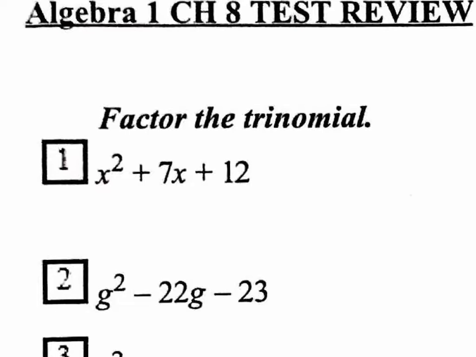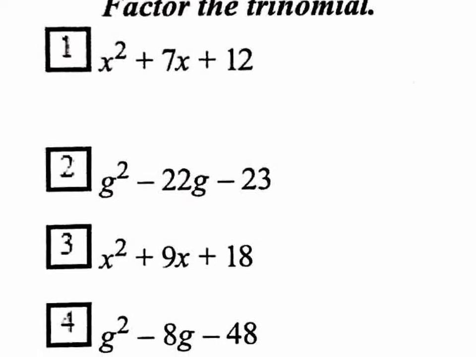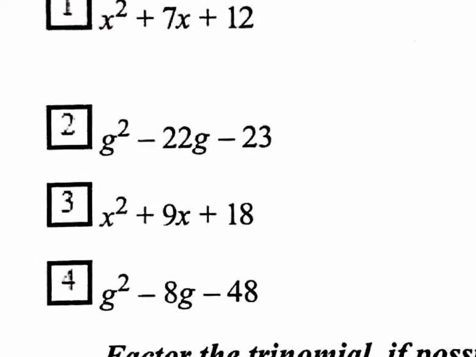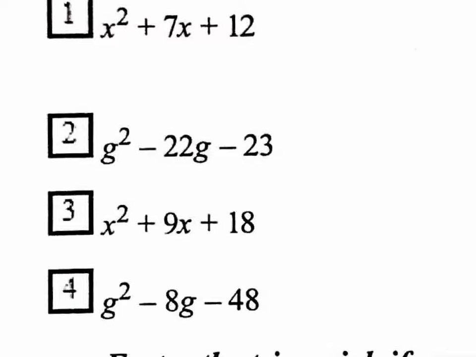So the first part of this Chapter 8 test review, we have factoring, and notice 1, 2, 3, and 4 are all factoring quadratic trinomials, and the a value is 1, so we are able to jump right into the shortcut, doing the parentheses and putting x and x. And now the question is, what times what is positive 12 that if I combine together is positive 7?